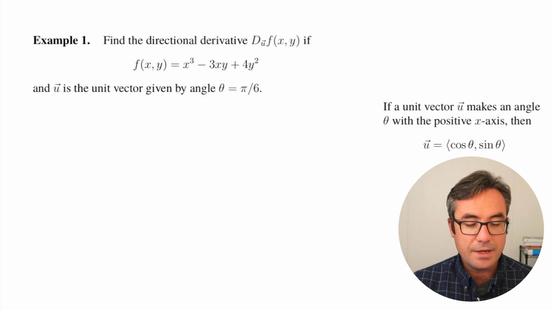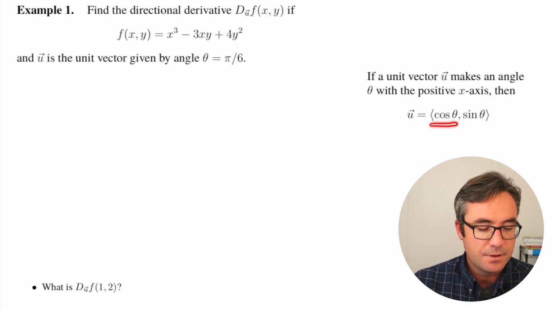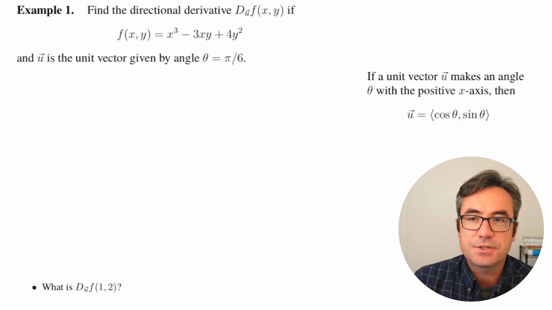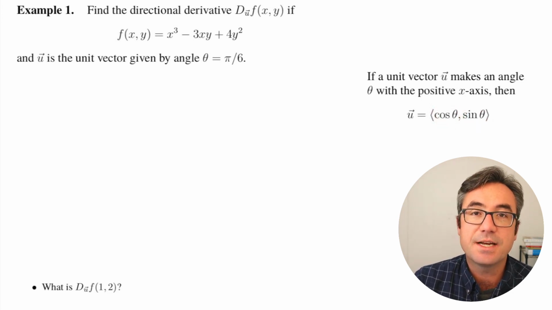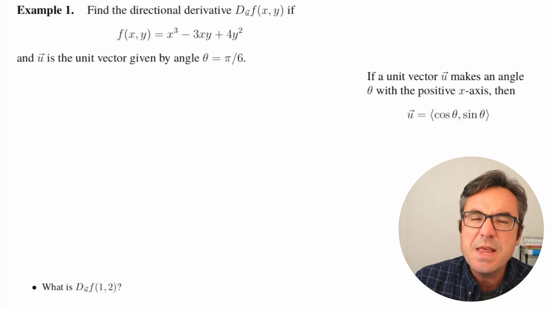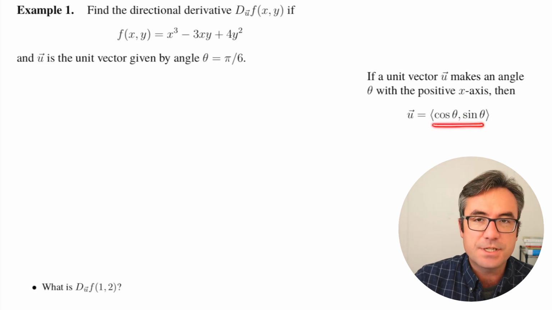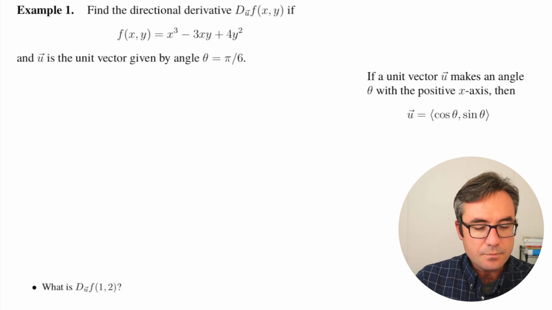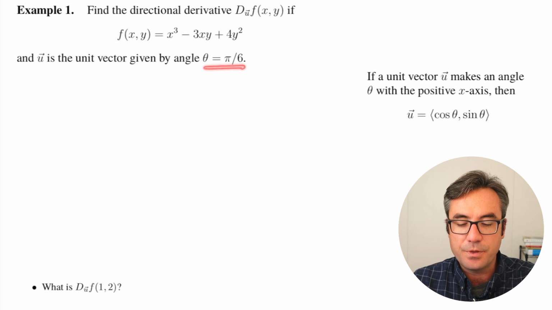And so we use our standard polar coordinates set up here. So parameterizing the unit circle, the x component is cosine of theta, and the y component is sine of theta. So we've seen that before with polar coordinates. And this cosine theta, sine theta, this always gives us a unit vector. And so we can find the unit vector in this case since we know the angle.